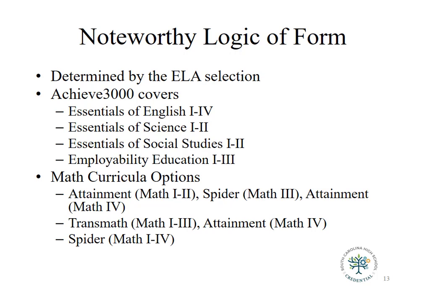Finally, there are 3 essentials of math curricula option combinations. Number 1, attainment for the first 2 courses, Spider for Math 3 and Attainment for Math 4. The second option is Trans Math for Essentials of Math 1 through 3 and Attainment for Math 4. And the third is Spider, which supplements all 4 math courses.